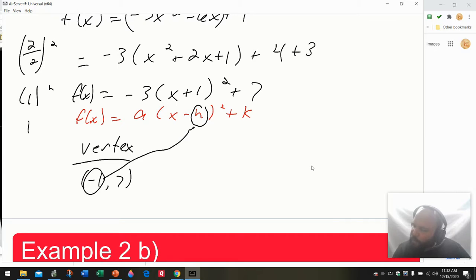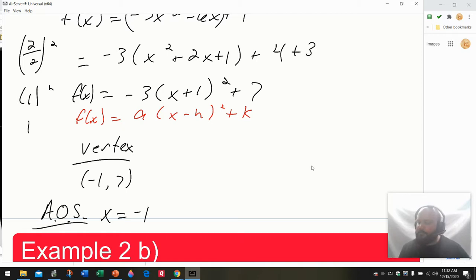If I put a -1 in for h, a negative of a -1 would give us a +1, which is what we have in the equation. So keep that in mind. It's always going to be opposite of whatever number's here. So the vertex is -1, 7. The axis of symmetry is simply x equals -1.